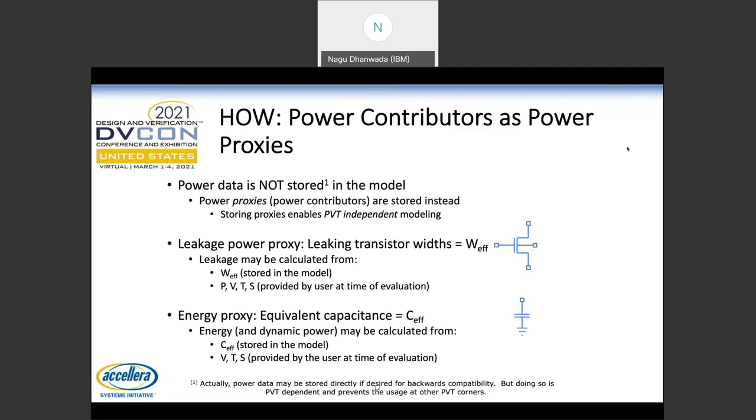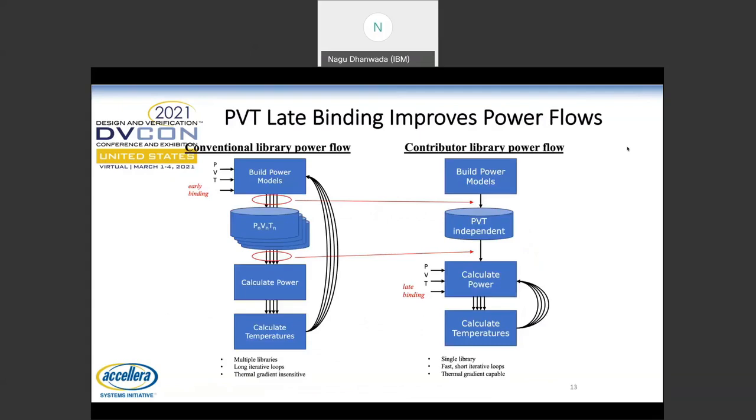Now a little bit on how the contributors, and hence PVT late binding, improves power flows. If you think about it, in a conventional library power flow, characterization is done for every cell at every PVT point of interest. That is, the PVT conditions are applied during power model generation itself, which leads to us requiring a large number of circuit simulations. And since the power analysis is specific to a particular PVT, it has early binding.